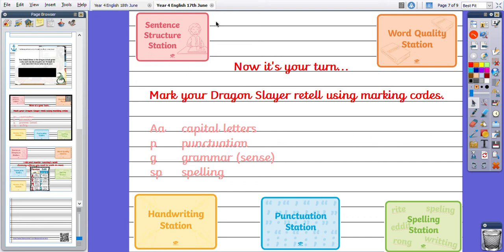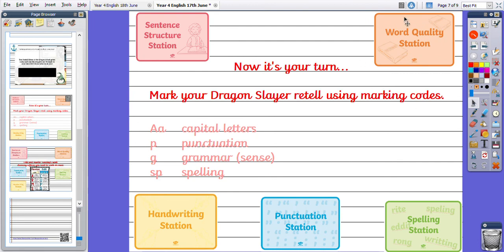Okay, focusing on these 5 features. So sentence structure, so have you got some conjunctions in there to vary your sentence structure? Word quality, so is it high level vocabulary or do you need to up level it in places? Handwriting, very important with some of you. Punctuation and spelling.